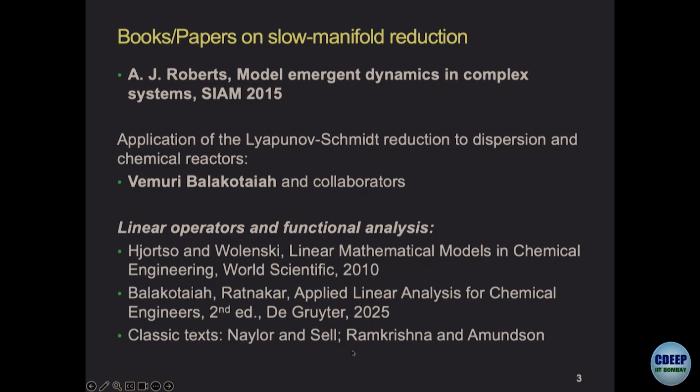There's the book by Naylor and Sell on linear operator theory. It's more advanced, so if you directly go to that, you may struggle. It may help to look at Jotso's book, for example. And then in chemical engineering, there's a classic text by Ramakrishnan and Amundsen, linear operator theory in chemical engineering. This book, unfortunately, is out of print, but it's an excellent classic text. So if you can get a hold of some version of it, it will be nice. Of course, again, it's at a slightly advanced level, so it may help to look at Jotso and Wolensky first. But I personally prefer this book by Ramakrishnan and Amundsen. So here are some resources if you want to get more into this.